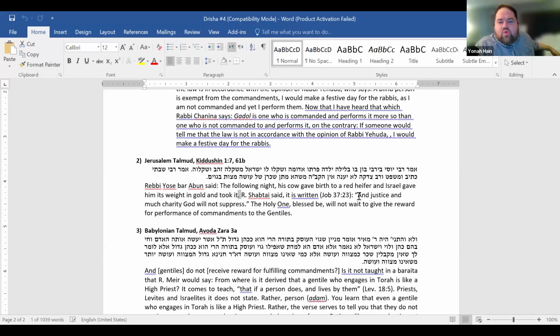The Holy One, blessed be He, will not wait to give the reward for performance of commandments to the Gentiles. So what's the takeaway? Ein HaKadosh Baruch Hu misha'ah matan scharan shel oseh mitzvot b'goyim. When Gentiles perform mitzvot, God won't wait to give their reward. Rabbi Hanina took the story and said, if that's what a Gentile does, imagine when someone who is obligated does it. But in the Jerusalem Talmud, it's going in the opposite direction. There's no pivot. Oh, if it was like that there, imagine. It just says this person is performing a mitzvah and gets reward. It's going in the opposite direction.